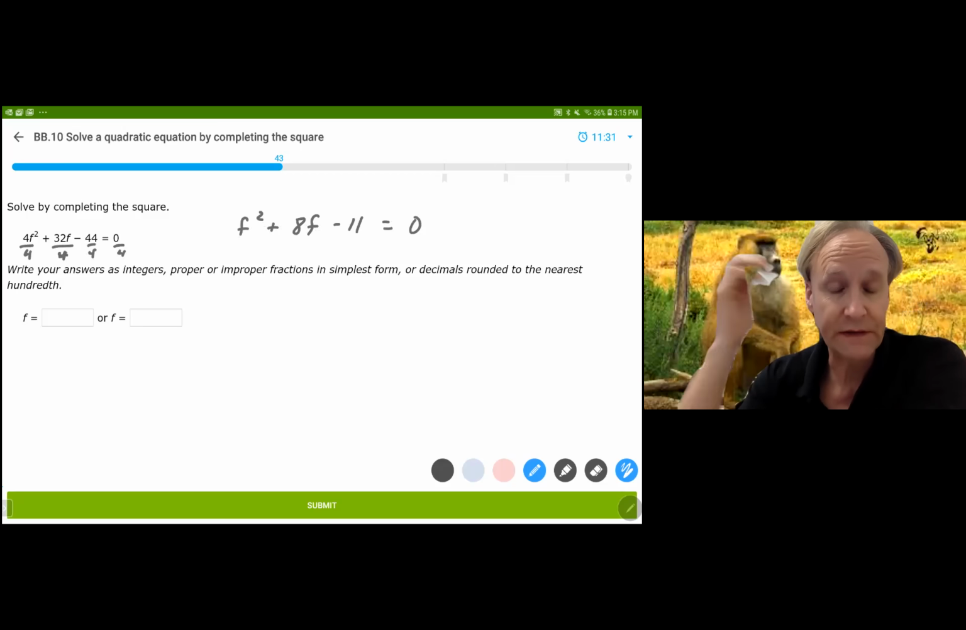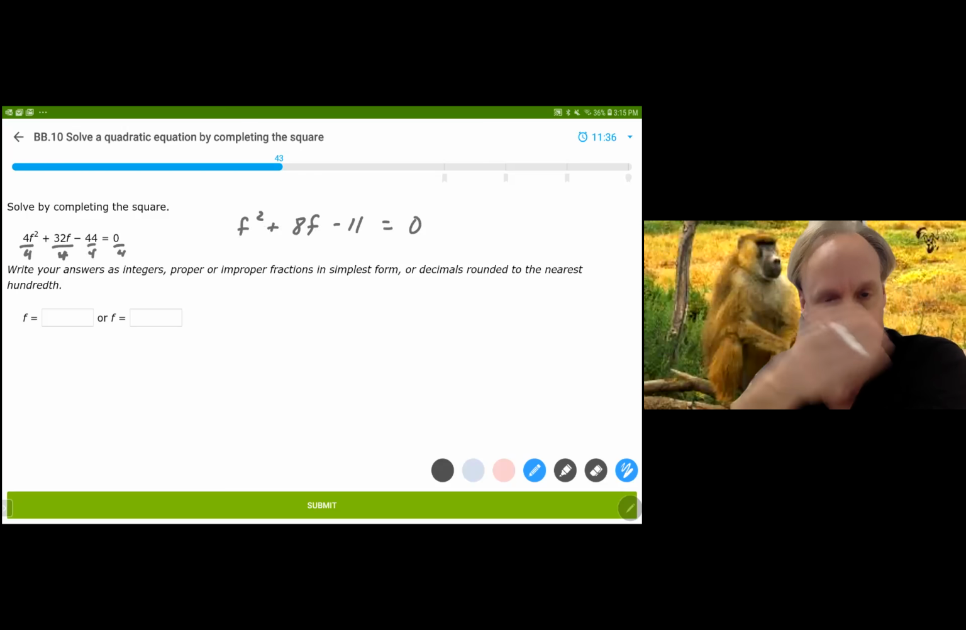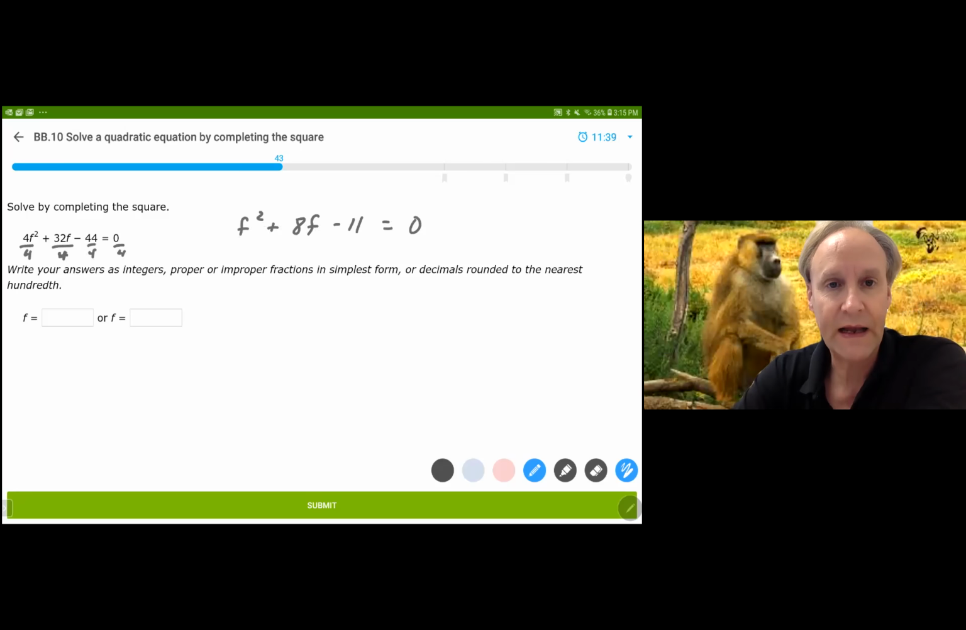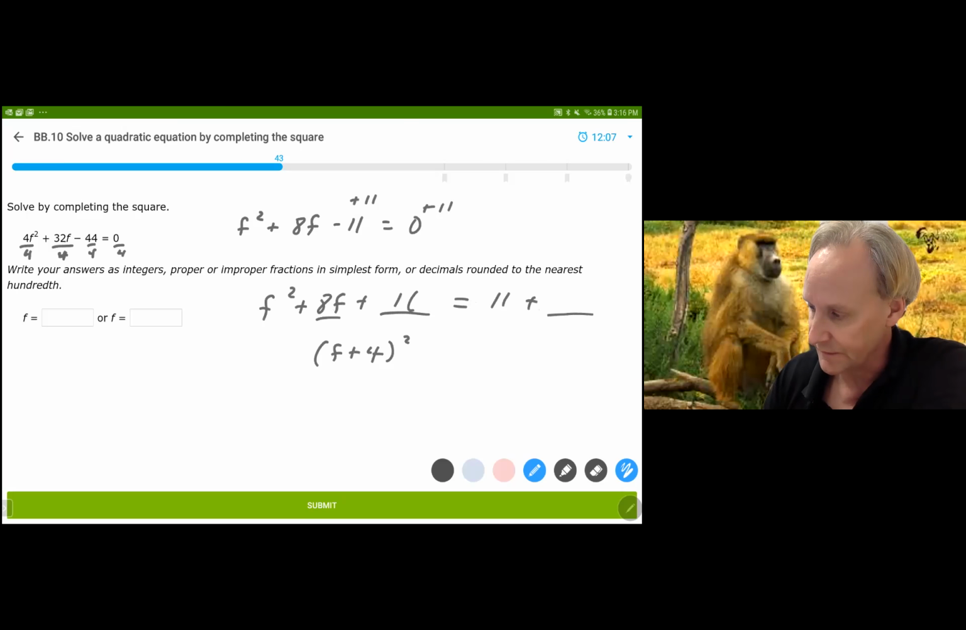Now, I happen to know that these are not going to work out evenly because that's non-factorable. The only way to factor 11 is 1 times 11, and that has a difference of 10, not 8. So this is going to be a decimal. We're going to add the 11 to both sides to do the completing the square. That's going to be f squared plus 8f plus some value is equal to 11. And of course, we're going to add the same thing to both sides. We are looking to get f plus 4 squared so that I get an 8f as my middle term. So I need a 16 and a 16, and it's going to be 27.